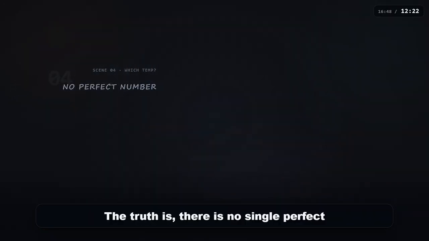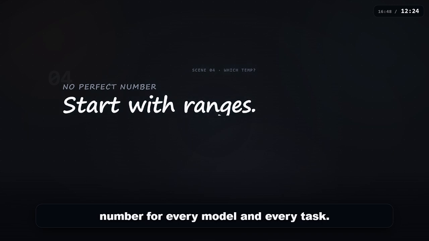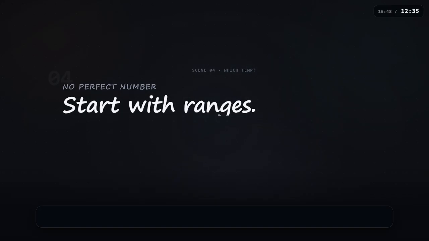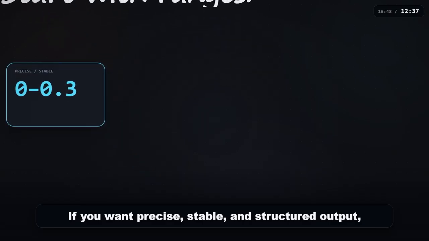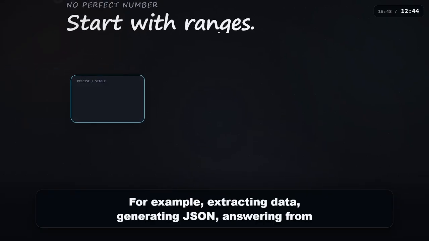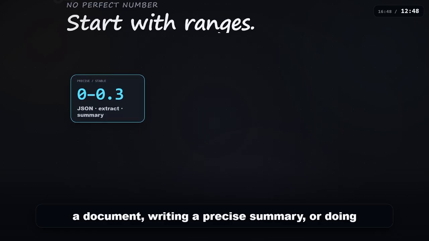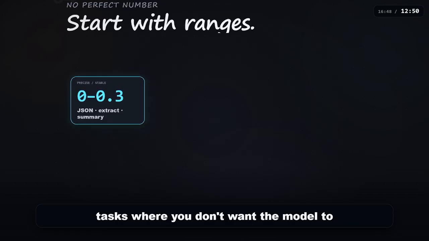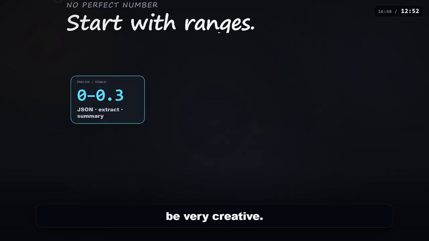The truth is, there is no single perfect number for every model and every task. A temperature of 0.7 may behave differently across different models, but as a general starting point, we can think about it like this. If you want precise, stable, and structured output, a range from 0 to around 0.3 can work well. For example, extracting data, generating JSON, answering from a document, writing a precise summary, or doing tasks where you don't want the model to be very creative.